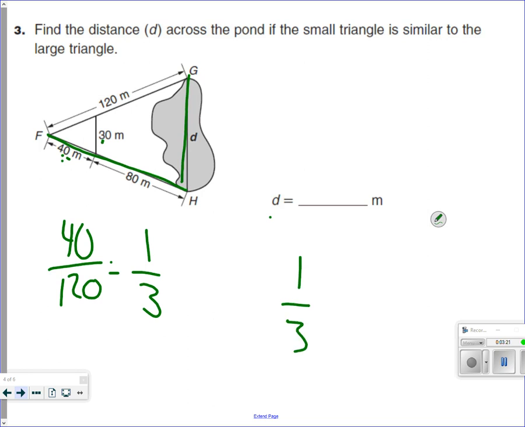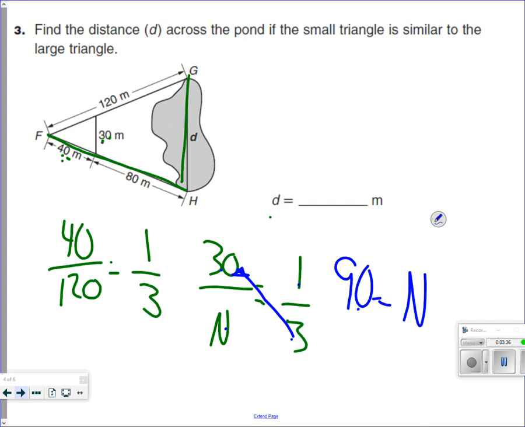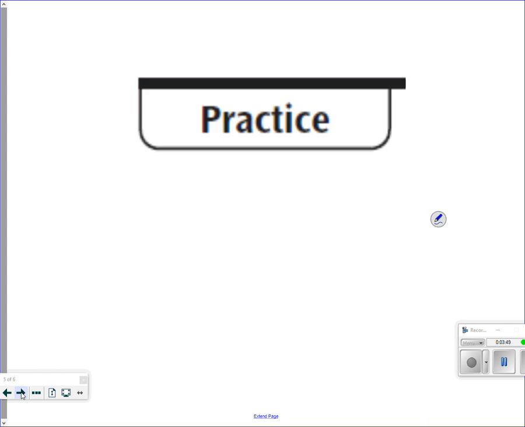So our smaller one's 1. That means we're going to put a 30 here. We're trying to find out what N equals. Cross multiply, pretty easy. 3 times 30 is 90. That's equal to N times 1, which is N. 90 is our answer. Does that work? It sure does. Or if we're multiplying by 3, 40 times 3 is 120. 30 times 3 is 90. Let's keep cruising along here.